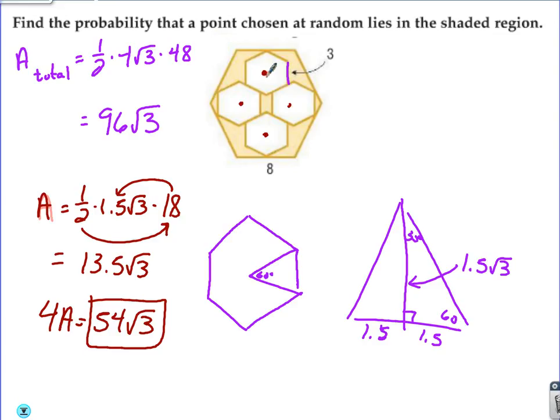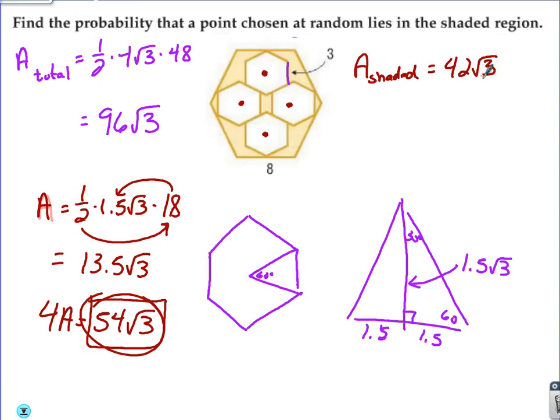We've got an issue here. We want to know the area of the shaded region. We want to know the probability it lands in the shaded region. So how do we find the area of the shaded region? The whole thing has an area of 96 root 3. That's all of it. These areas added together are 54 root 3. Take that away. The area of the shaded part would be the whole total area, take away the 54 root 3, and you're left with 42 root 3. That is the area of the shaded region.